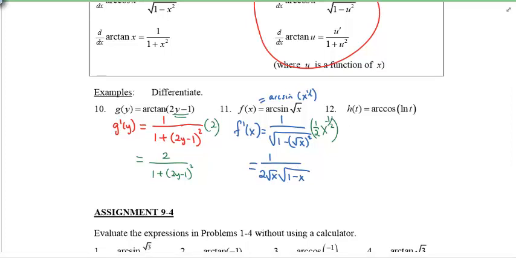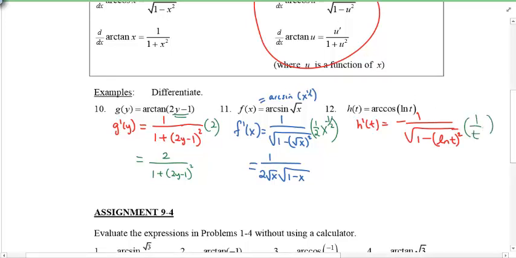And then finally for number 12, the derivative of arc cosine is negative 1 over the square root of 1 minus x squared. In this case, my x is ln of t. And then don't forget the hook-on factor here. The derivative of ln is just 1 over t. So if I wanted to write this nicer, how about something like this? That's it. Okay. Memorize, apply.